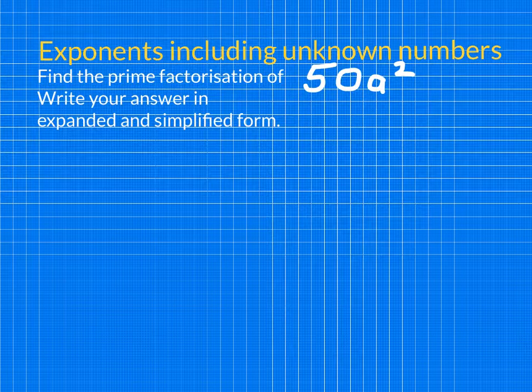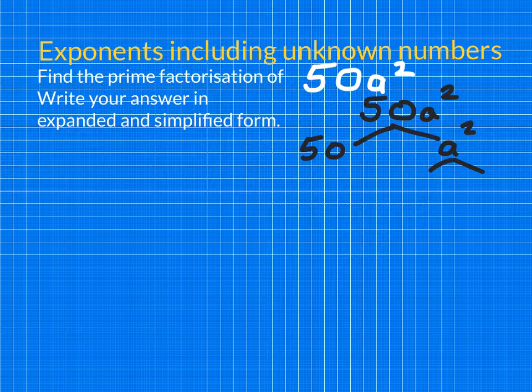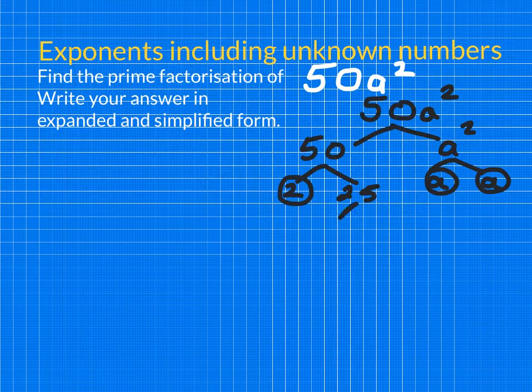So 50a squared, we can break that down and call that 50 times a squared. A squared isn't in the simplest form. We could actually split that down into a times a, making a squared, and then we can't simplify that any further. Going back to 50, 50 is 2 times 25. 2 is prime, so we can't go any further, and 25 is 5 times 5.